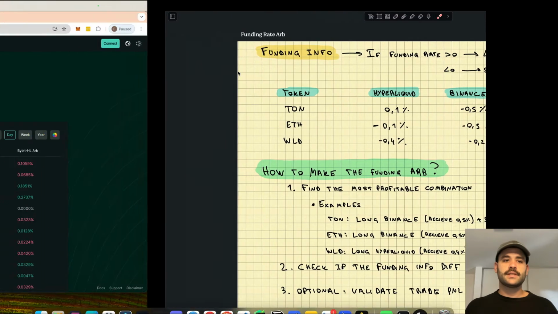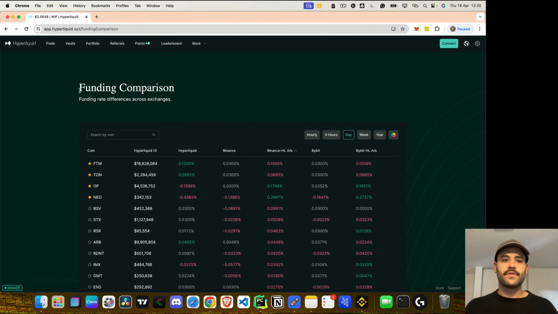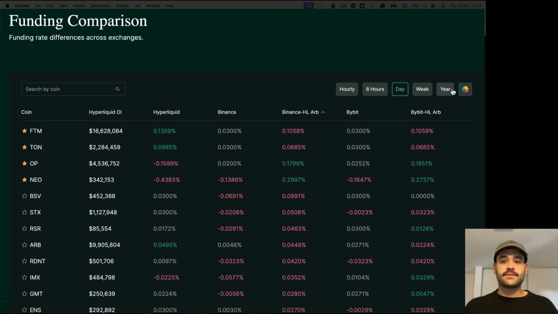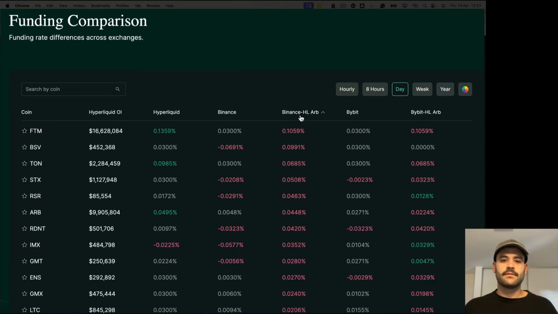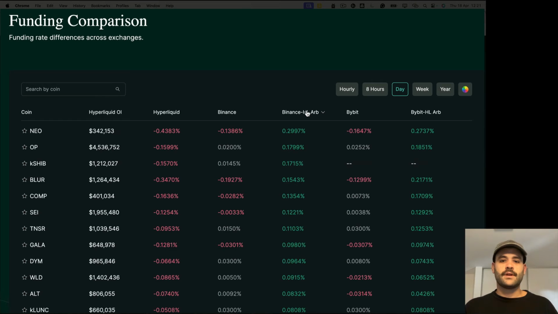Hyperliquid has this amazing page that they created, the funding comparison, where you can find the normalized rates for Hyperliquid, for Binance, and for Bybit. Here I put some favorites, but what you can do is go here and sort by the highest opportunities that you are seeing.